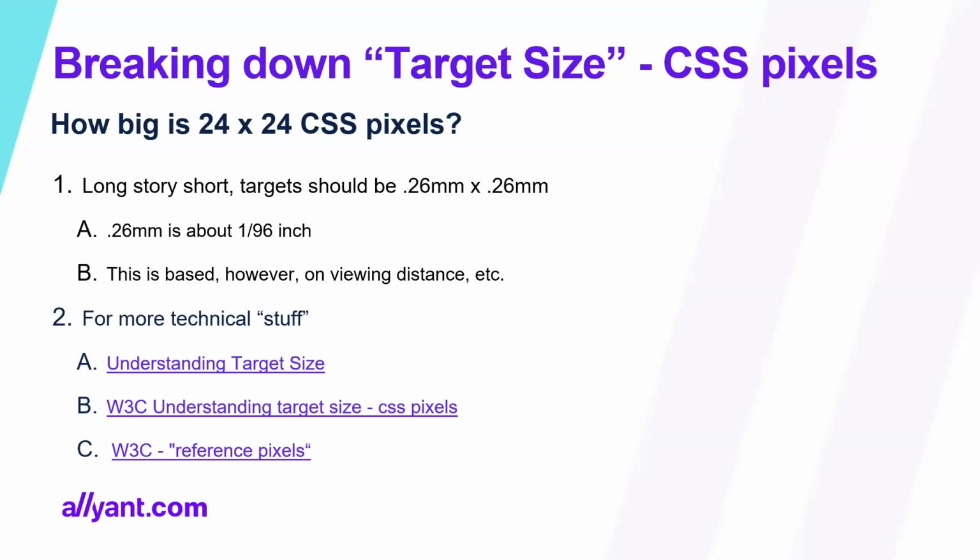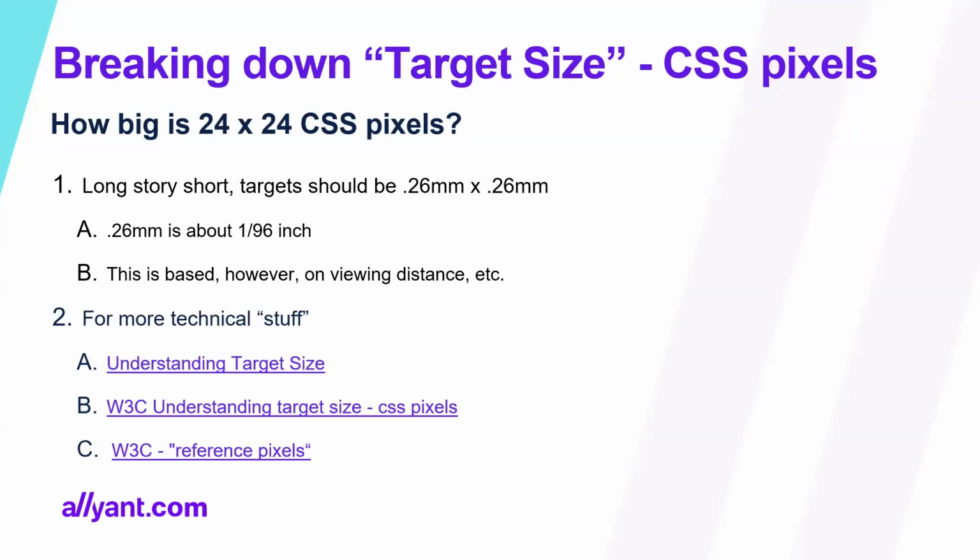So great. What's that? So 24 by 24 is 0.26 by 0.26 millimeters, right? Okay, so everybody bust out your ruler, 0.26 by 0.26 millimeters, or for those of us who are not on the metric system, that's about 1/96th of an inch, right? So we're not talking about massively large targets when we're talking about target size, but there is a minimum size that they need to be at.